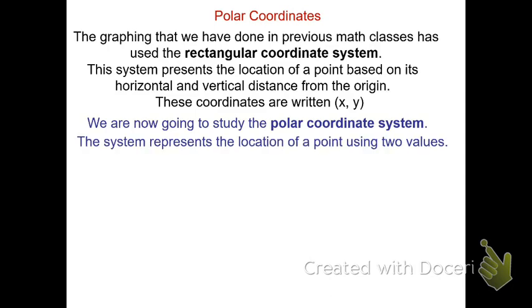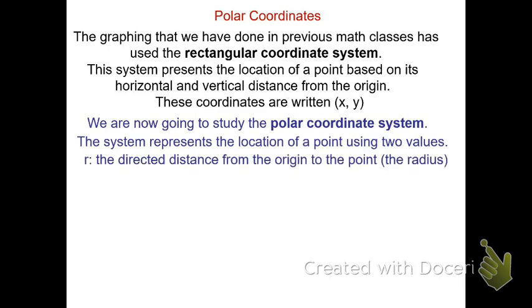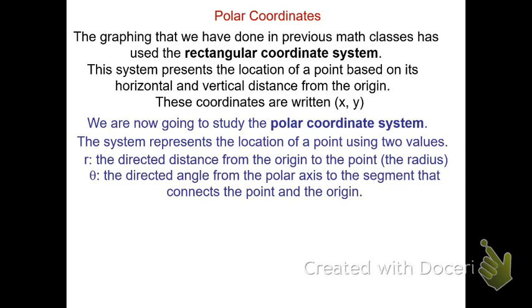For the polar graphing system, it's a system represented by the location of the point given two values. The first value is going to be called the directed distance, r. That is the distance directly from the origin to the point. We'll call that the radius. That's why we use the letter r. Now the next value we're going to use is theta, and that's the directed angle. And that is the angle between the polar axis and the segment that connects the point to the origin. Let's look at a picture of what I mean by this.